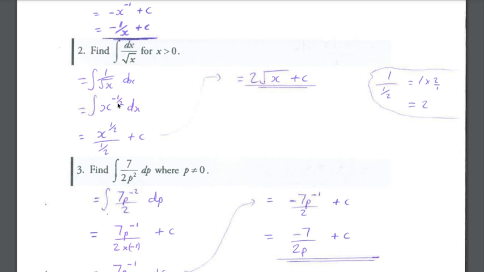So negative 1/2 plus 1 is negative 1/2 plus 2/2, which will be x to the 1/2, divided by the new power, which is a half. Just written it over here, 1 divided by a half is just 1 multiplied by 2, which is 2. So I have 2x to the half plus c, which is 2 root x plus c. Again, we started off in root format, so we should really finish off that way.